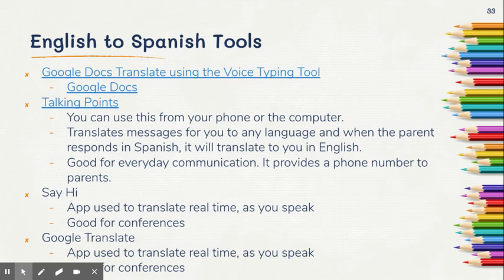Say Hi is another app that you can use. It talks in real time, so you can just say what you're going to say in English. It translates it to Spanish, and then they're able to understand. They speak into the phone, and they say it in Spanish, and it translates to English. Google Translate does the same thing. Google Translate does it for documents, voice talking, or simply typing in what you're trying to say.